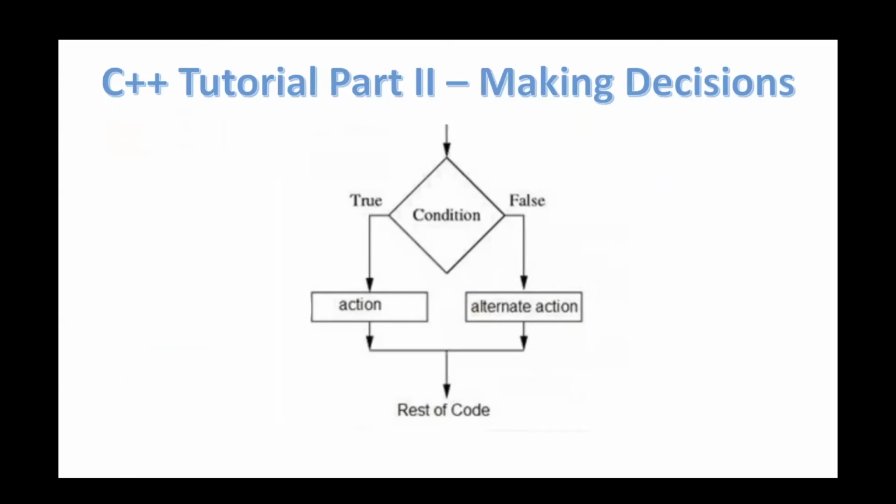This is part 2, and today we're going to be talking about making decisions in C++. Making a decision is very easy: you get a condition, and based on the condition, something will happen. The most basic part of this will be the if statement. This is what we're going to be talking about today.